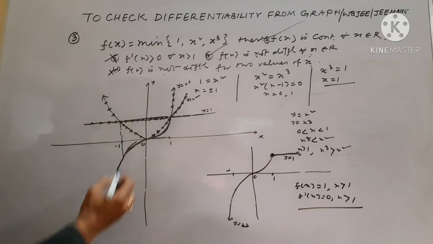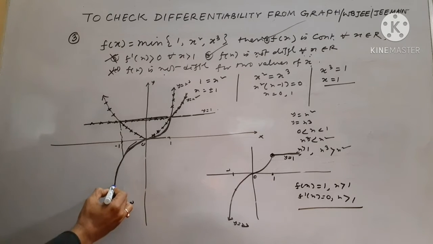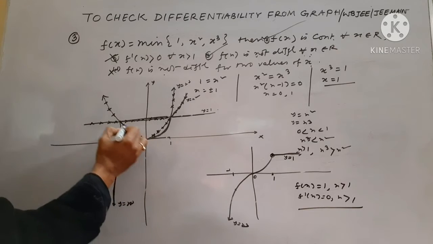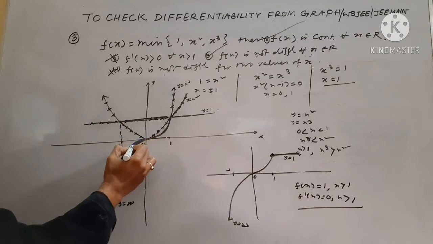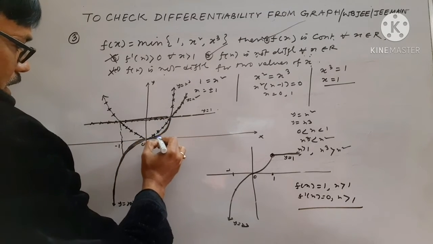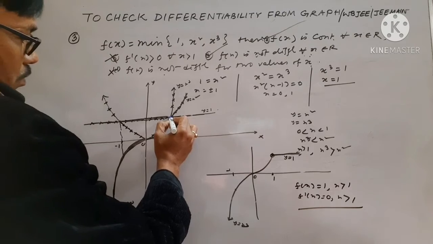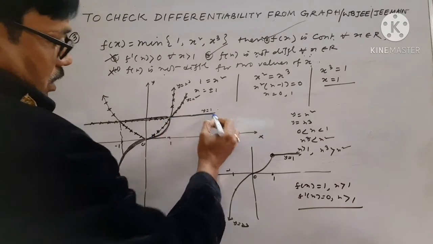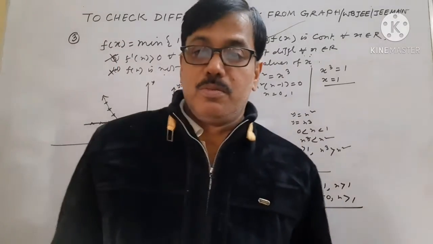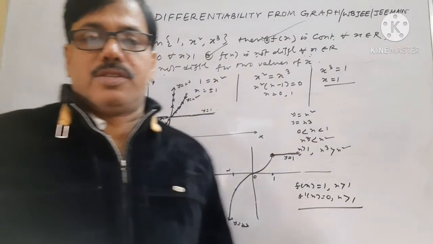Listen again. This is y equals to x cube, look, this curve. This is a parabola, this is a straight line. Up to 0, this is the minimum. 0 to 1, this and this. So x cube is minimum. And for greater than 1, this type. So this is also a most interesting problem.